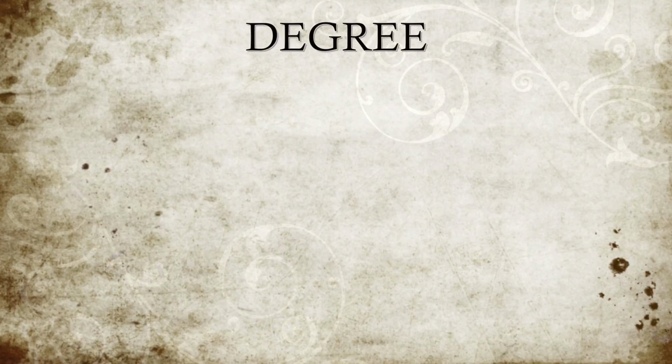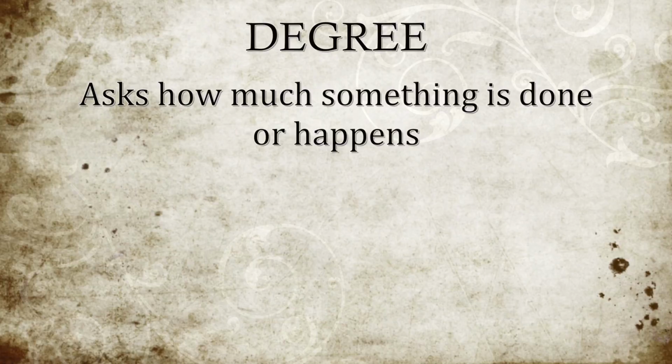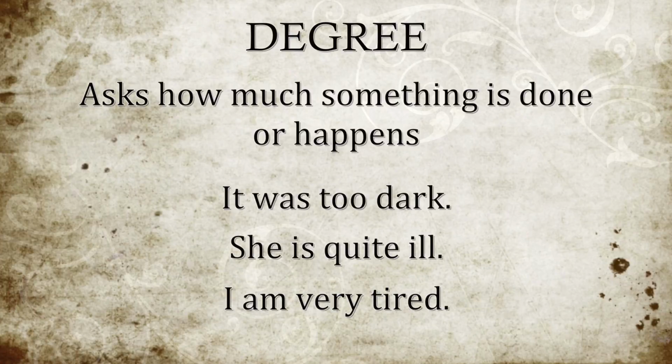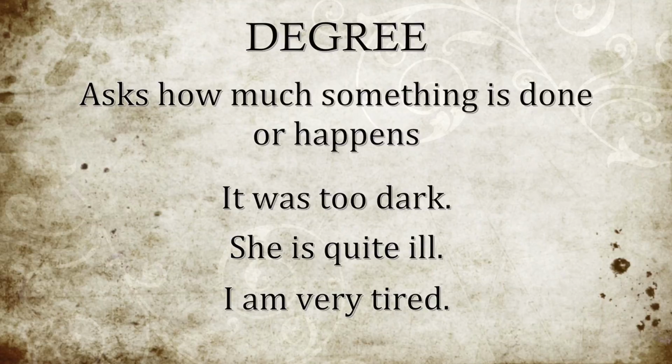All right, last one, number 5. Degree. This one can be confusing at times. Degree is the last and final subcategory of adverbs. Degree answers how much something is done or happens. This one tends to lean more towards adjectives being modified. In the sentences, it was too dark, or she is quite ill, or I am very tired, you're going to notice there aren't a lot of verbs here. So if it's not modifying verbs, what else could it modify? It's modifying adjectives, so we need to locate some adjectives in these sentences.